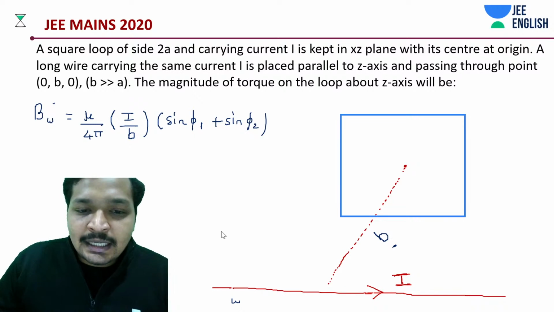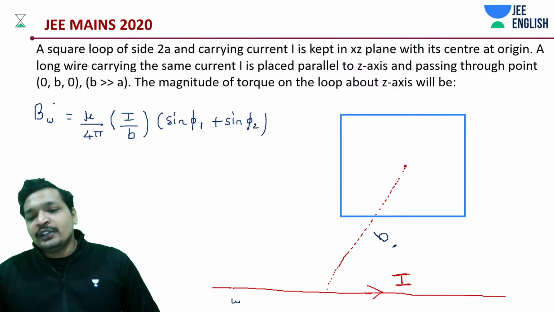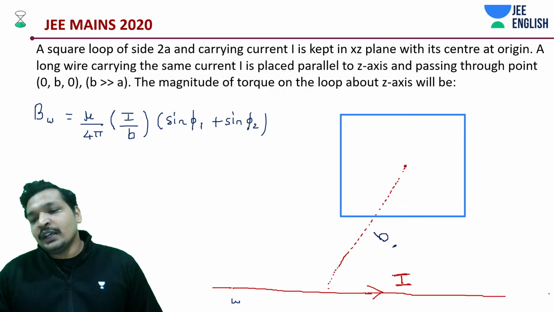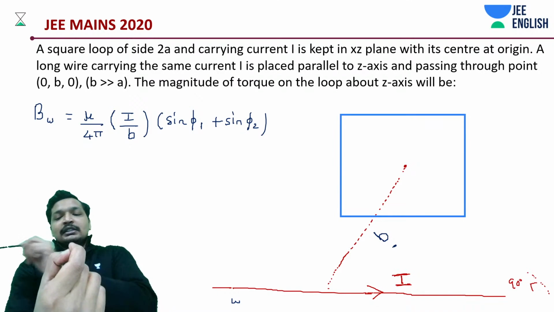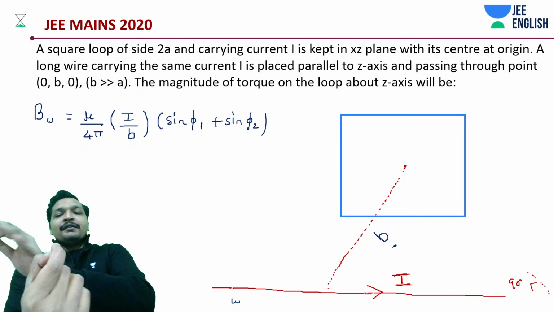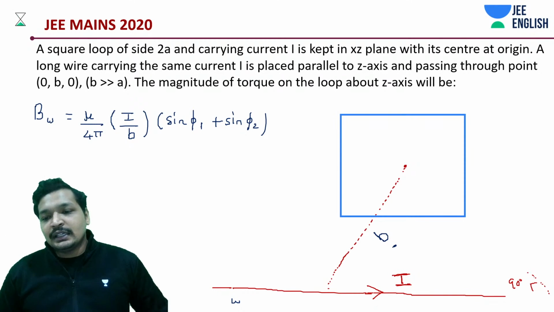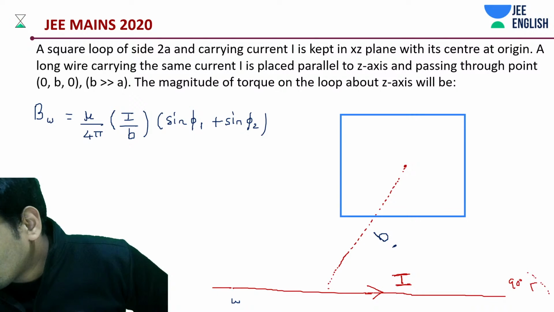Now that being said, what is this value? It's an infinitely long wire. How much angle is it going to be? It's going to be approximately 90 degrees. Think about it: an infinitely long wire, and you are assessing at this point. This is a very large angle, 90 degrees. Sine of 90.